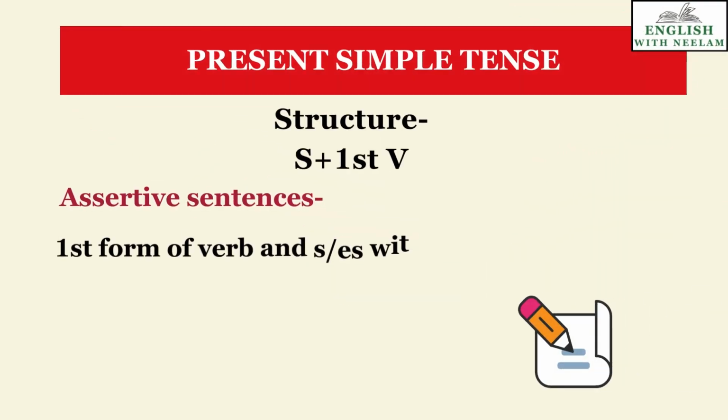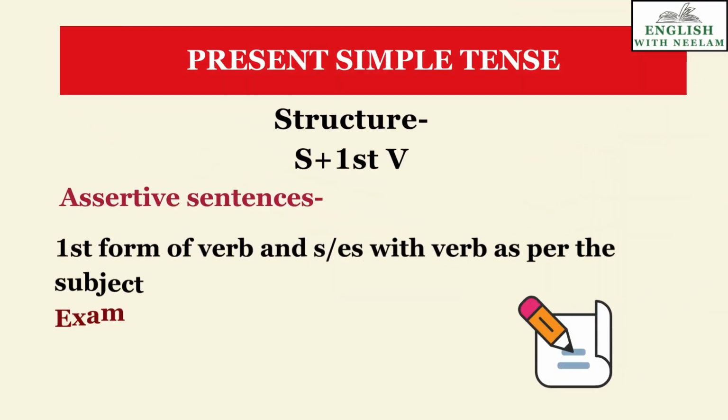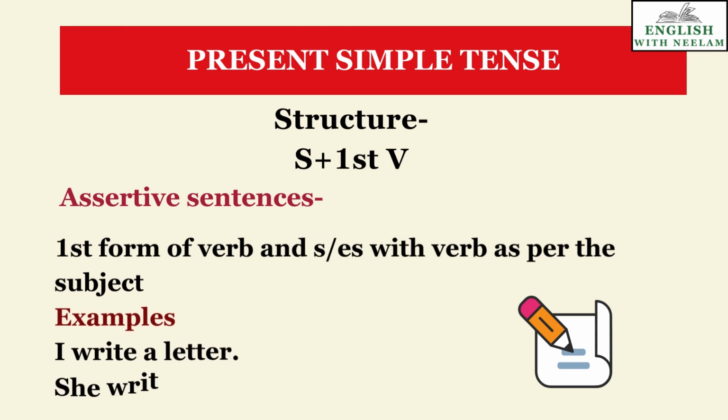Children, in present simple tense, we use first form of verb. The structure of an assertive sentence is subject plus first form of verb and then use of S or ES with the verb as per the subject. Now we come to the examples. I write a letter. She writes a letter. See the use of S with the verb in the second sentence because the subject is third person pronoun.